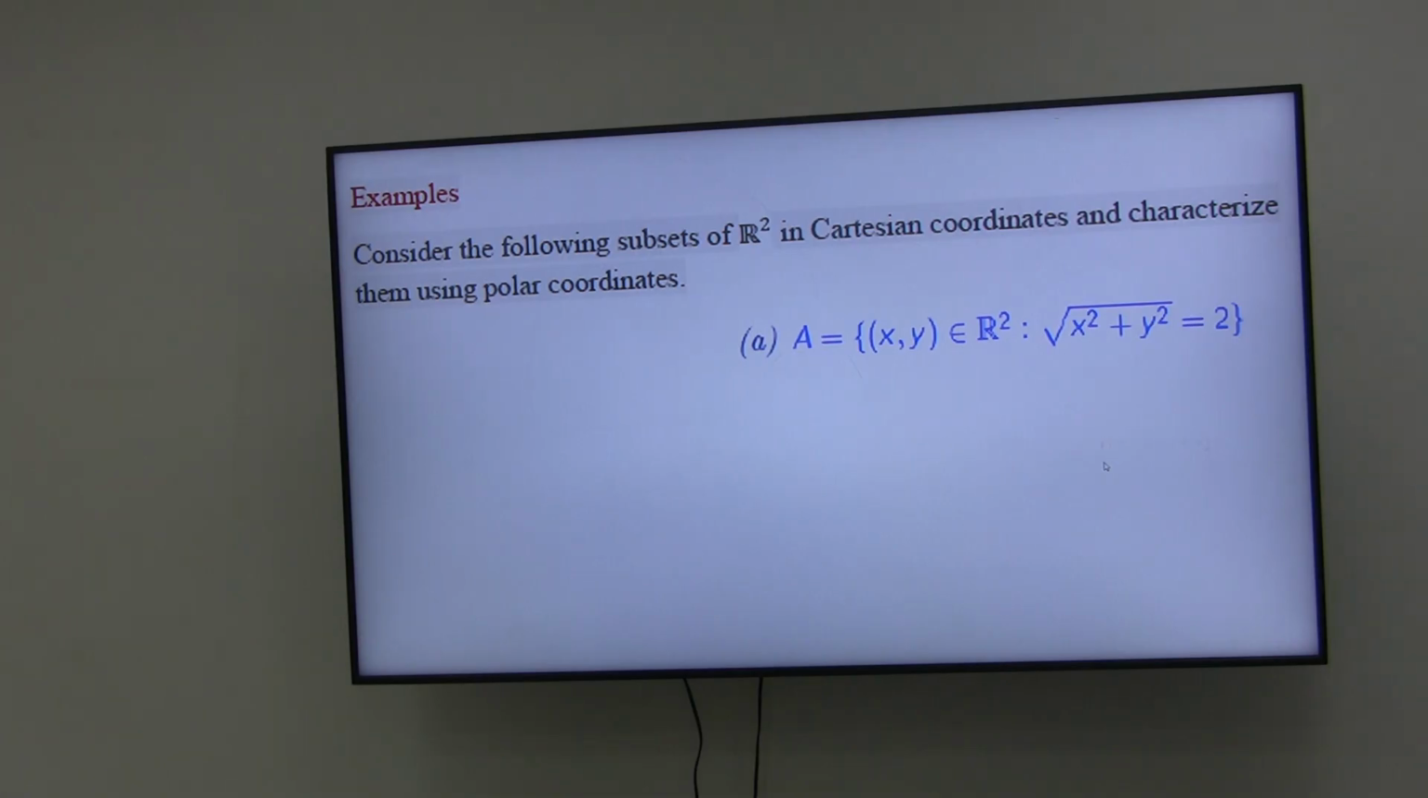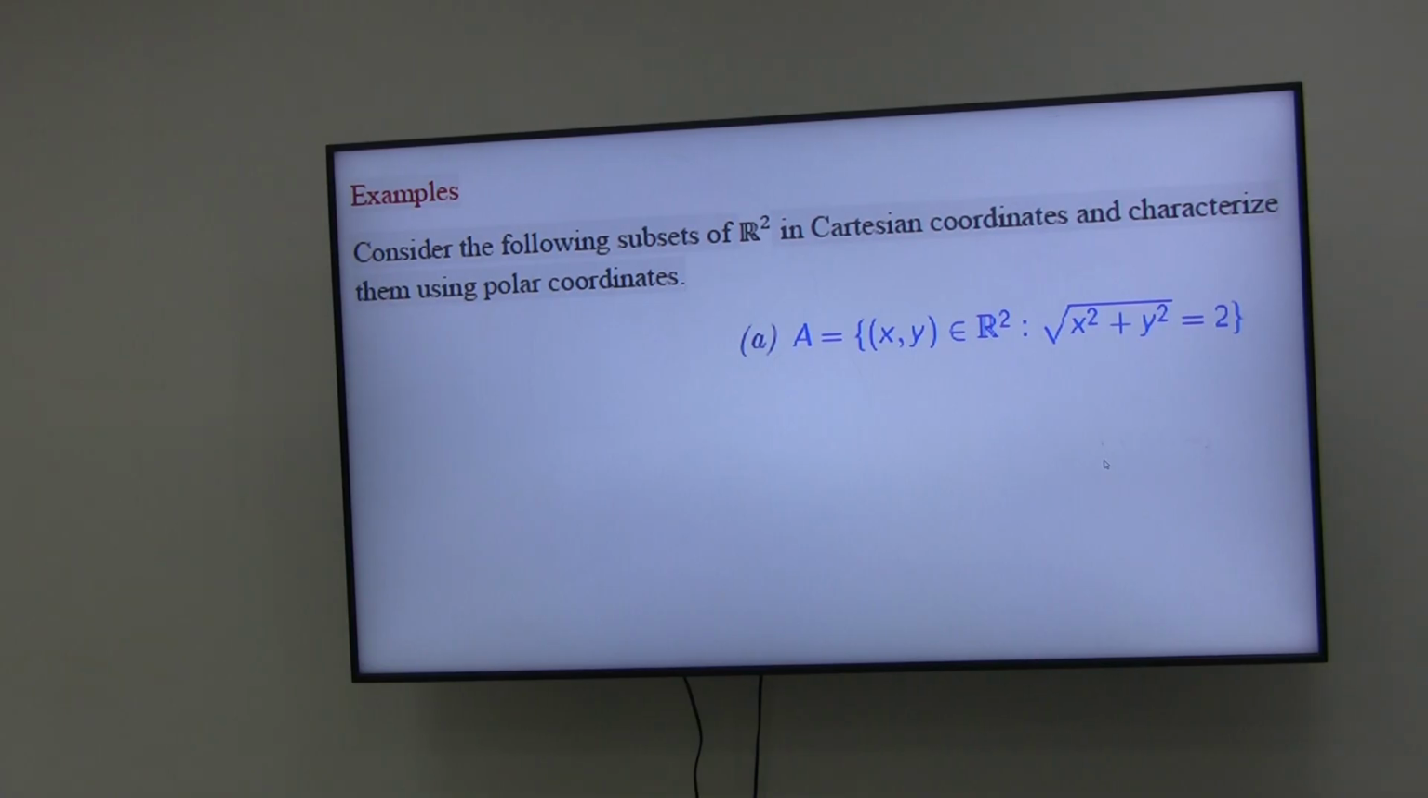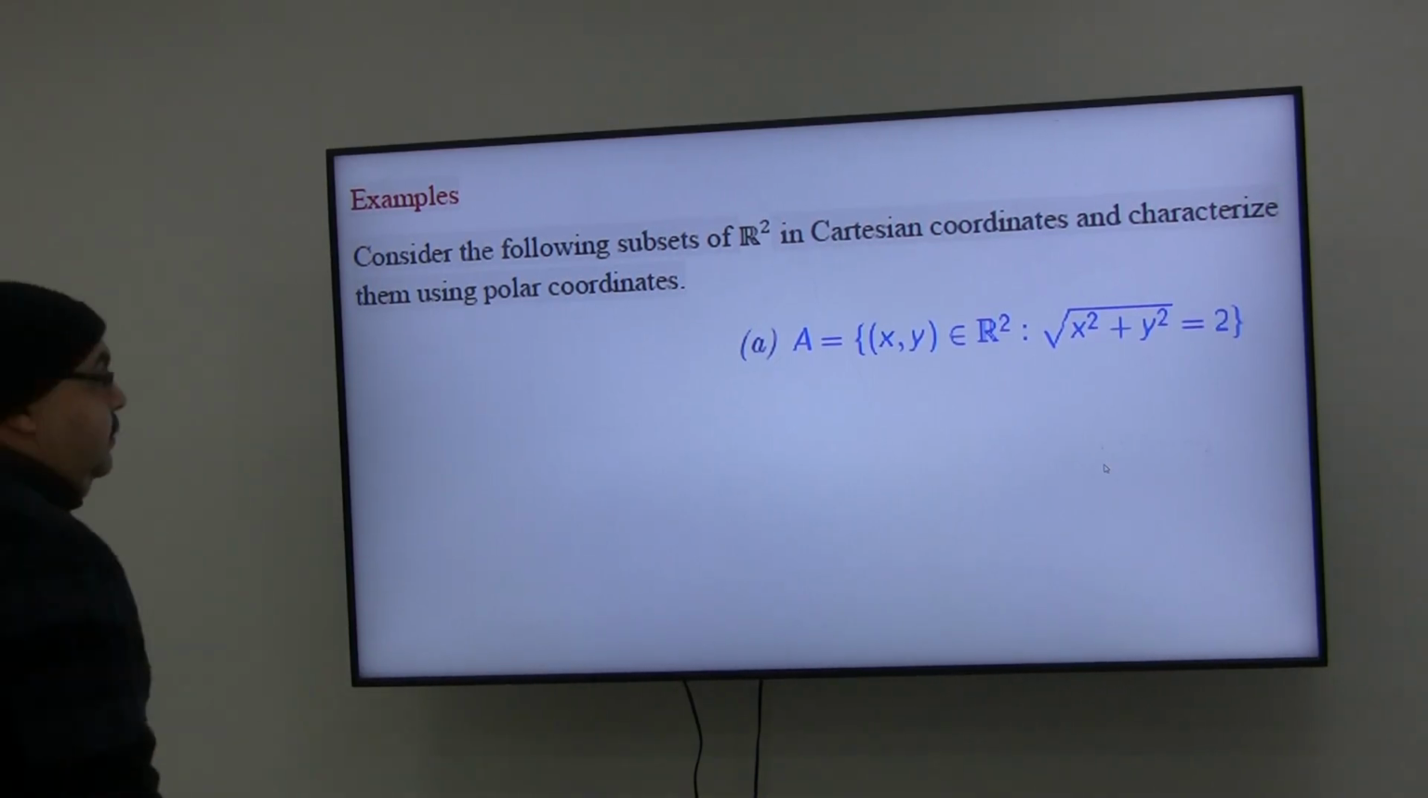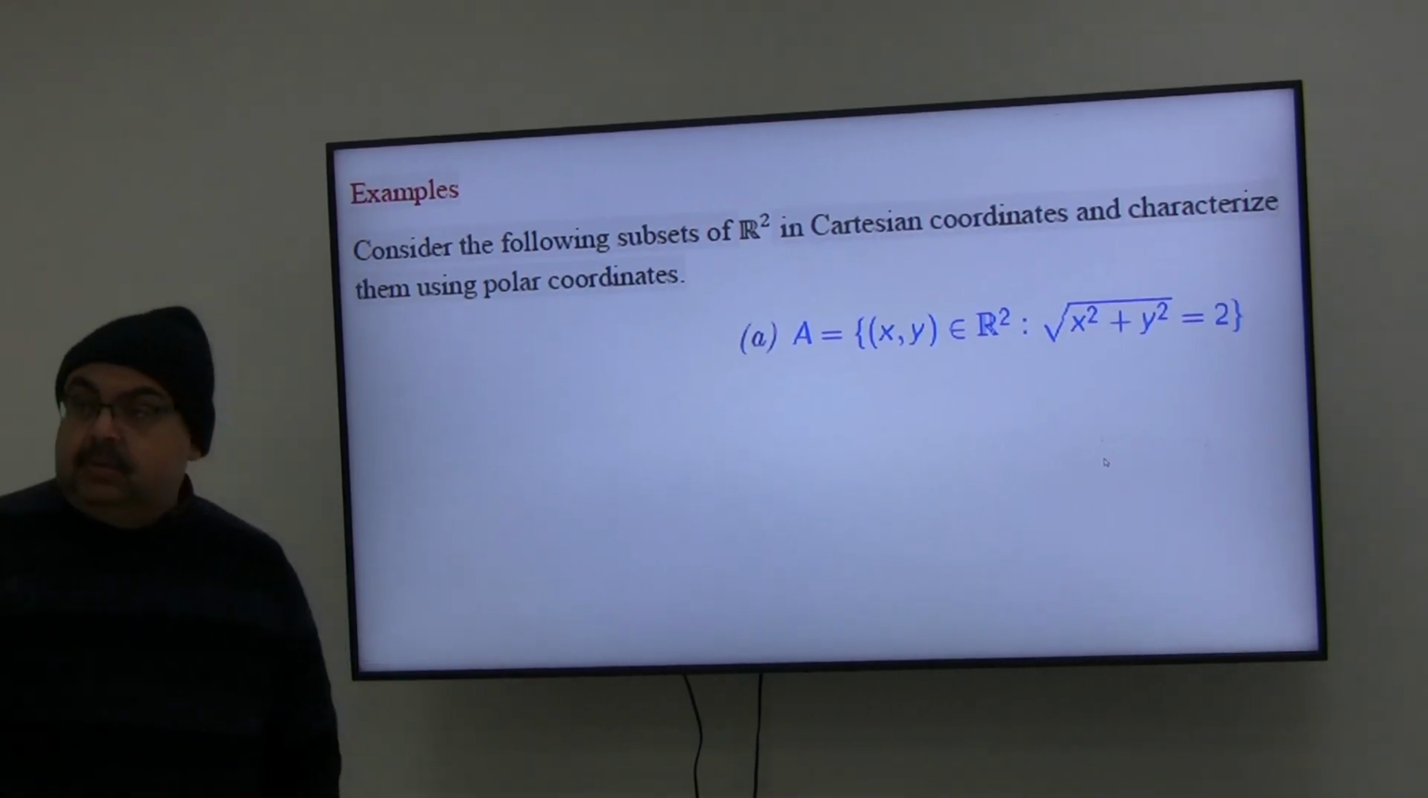So if I'm looking at this relation, A is the set of x and y belonging to R squared. Why R squared? Why do x, y belong to R squared? Because it is 2 dimensions and x belongs to R and so on. And such that the root of x squared plus y squared is equal to 2.